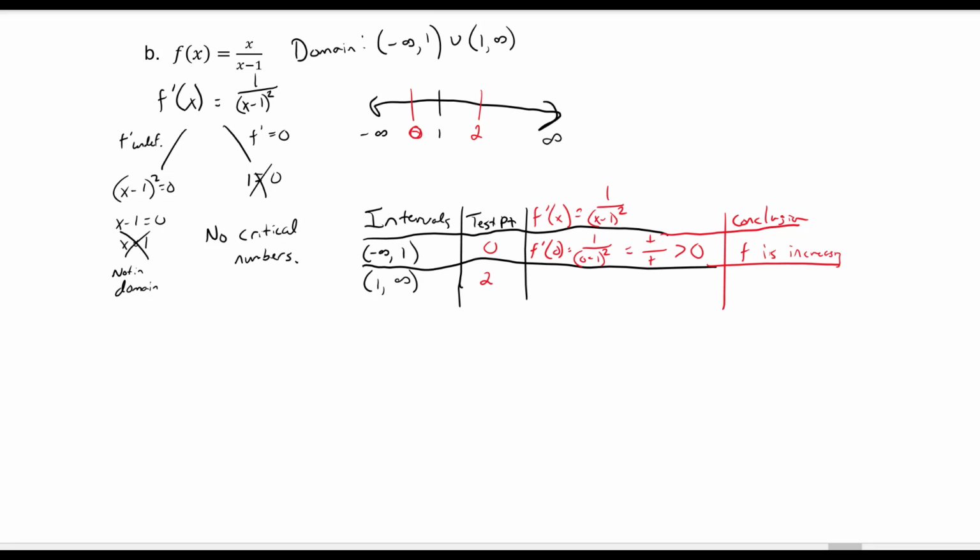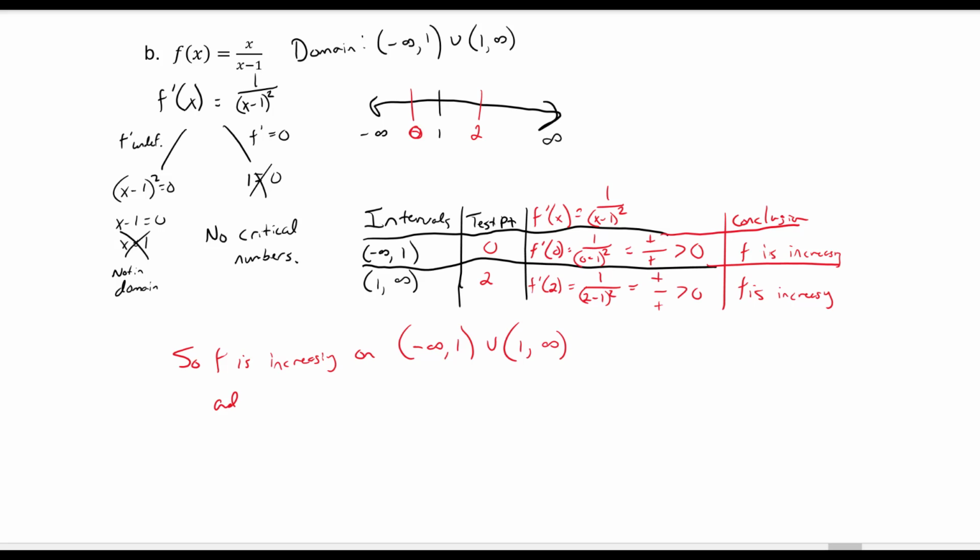And then testing 2, so f prime of 2. So that's 1 over 2 minus 1 squared. But that's still a positive divided by a positive, so greater than 0, so f is increasing. So then our conclusion: f is increasing on its entire domain, so f is increasing on negative infinity to 1, union 1 to infinity, and decreasing nowhere. Again, even if it doesn't have anywhere that it is, you still got to tell me that.